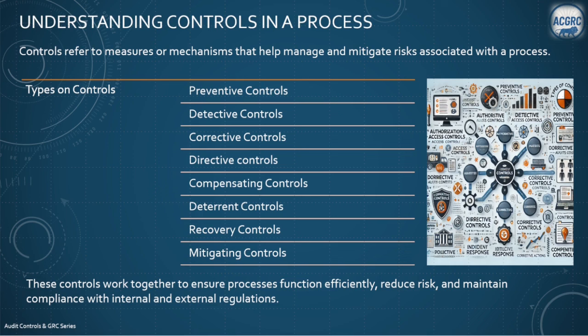There are various types of controls. For this discussion, we will be looking at, namely, preventive controls, detective controls, corrective controls, directive controls, compensating controls, deterrent controls, recovery controls, and mitigating controls. These controls work together to ensure processes function effectively, reduce risk, and maintain compliance with internal and external regulations. Let's go through each of them.